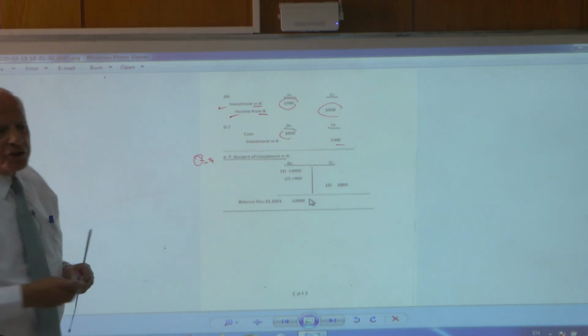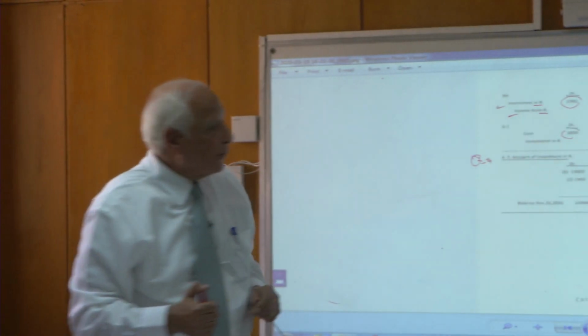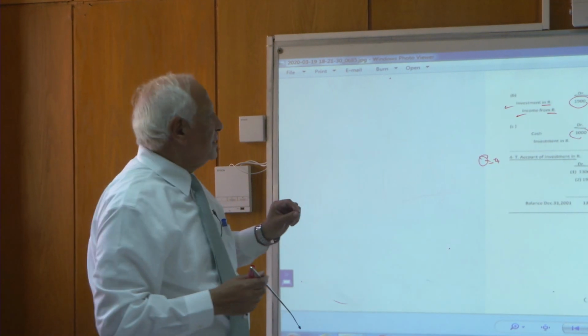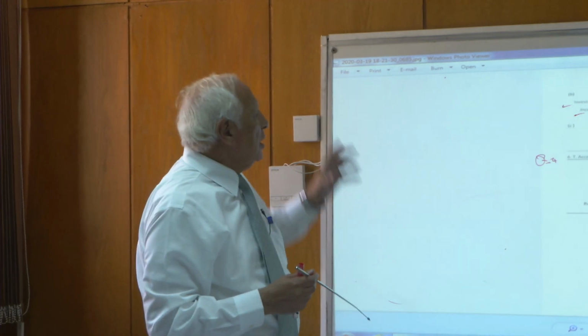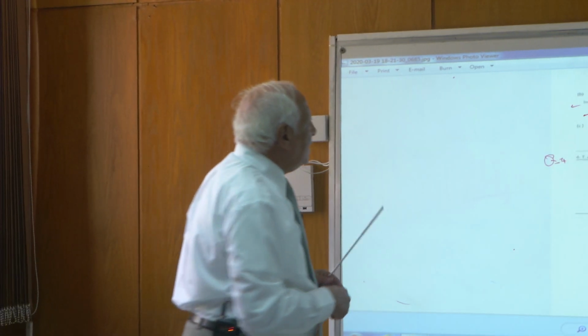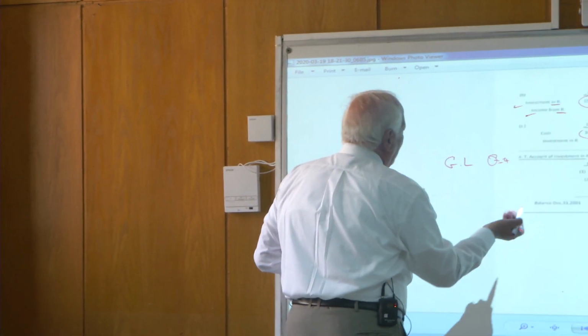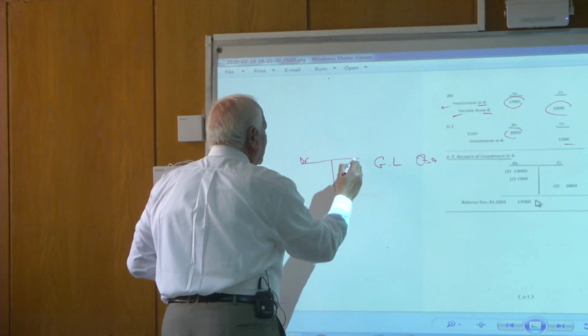If I ask you question number 4, you have to know for each question what the requirement is. Question 4 is different. Question 4, I ask you for a T account. Question 3, I ask you for journal entries, that means debit and credit. Question 4, T account. When I say T account, that means GL, general ledger. When I say GL, that means you're going to open an account, and the debit is this side, the credit is this side.